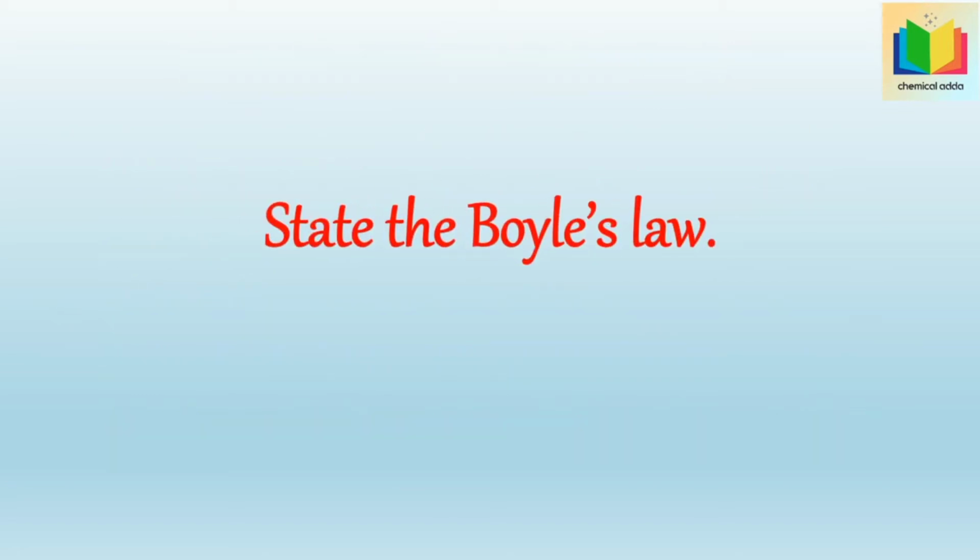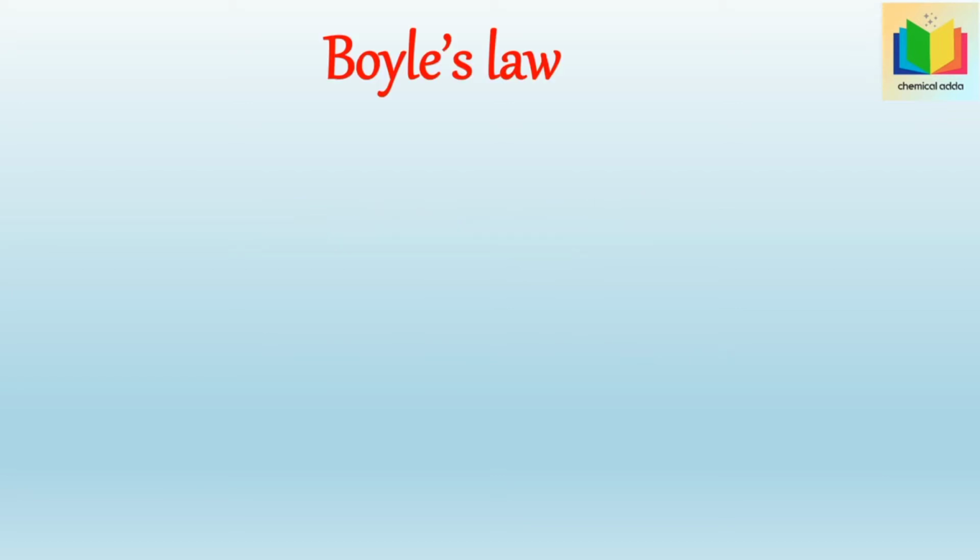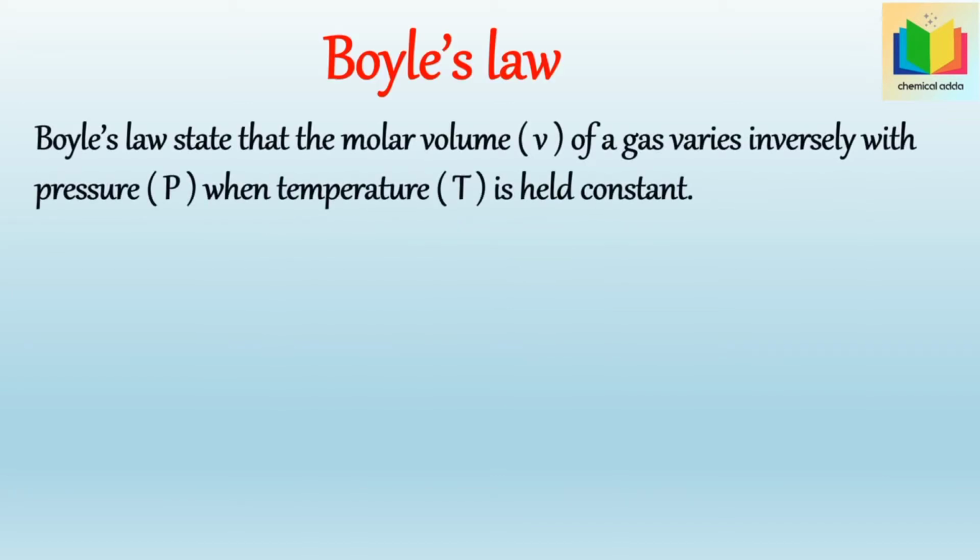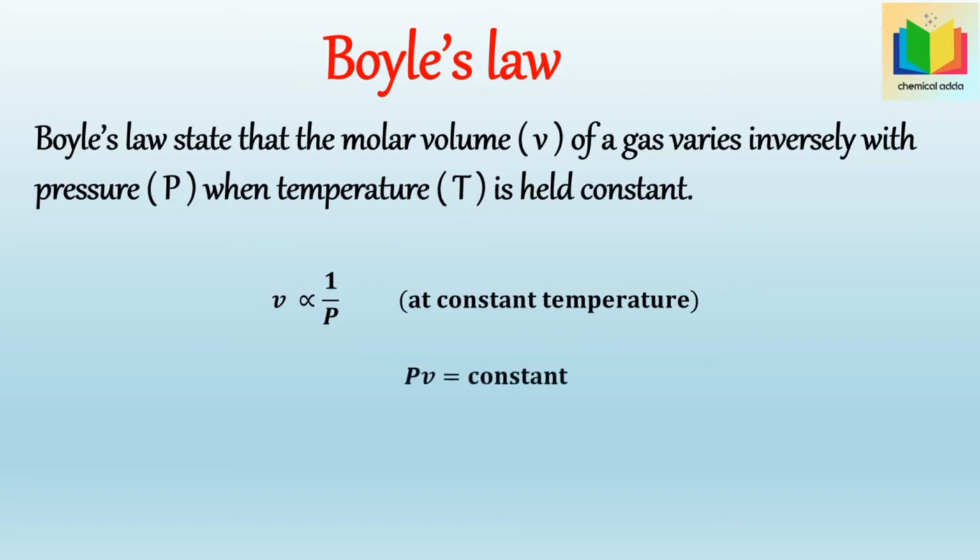Now, state Boyle's law. So, Boyle's law states that the molar volume of a gas, that is V, varies inversely with pressure when the temperature is held constant. Hence we can write V is proportional to 1 divided by P at constant temperature. Hence we get PV is equal to constant.